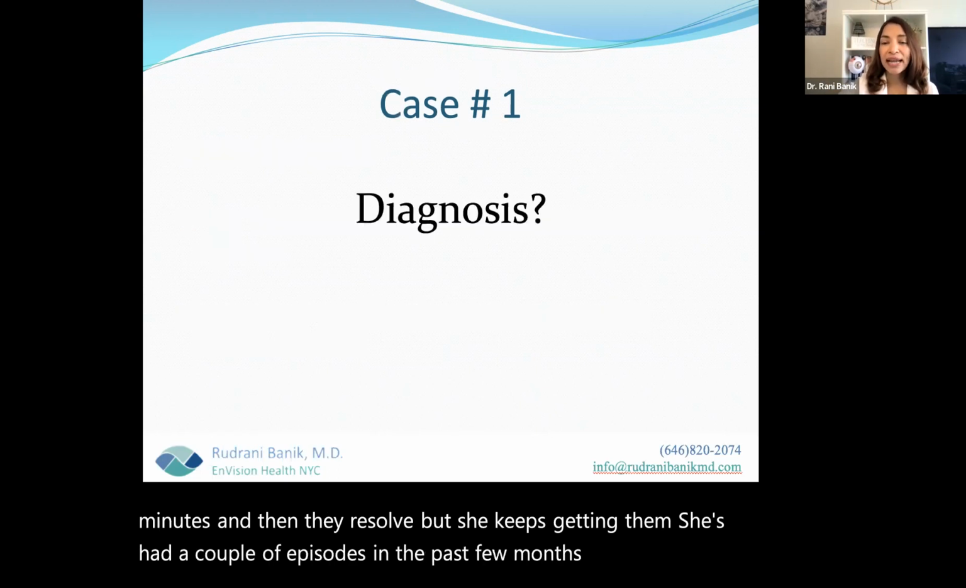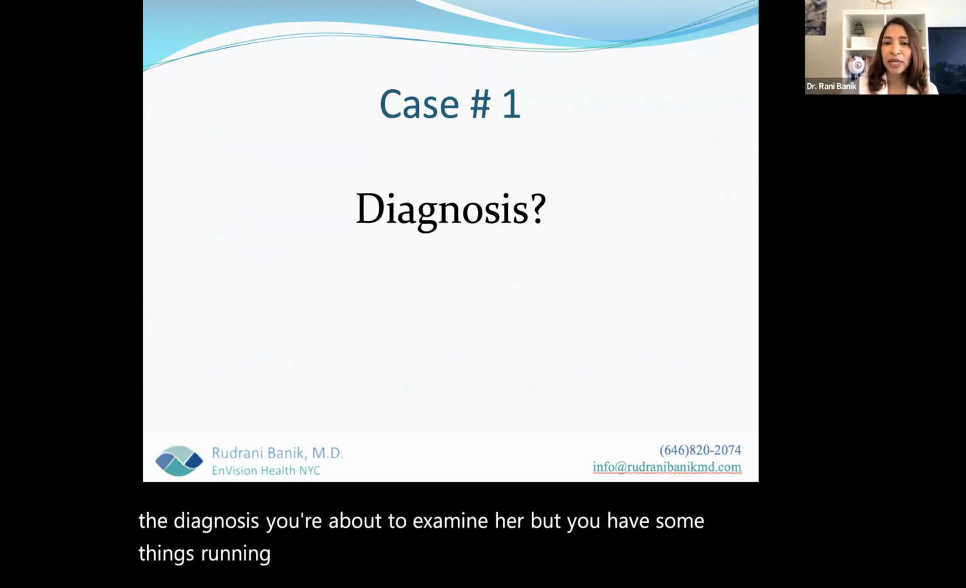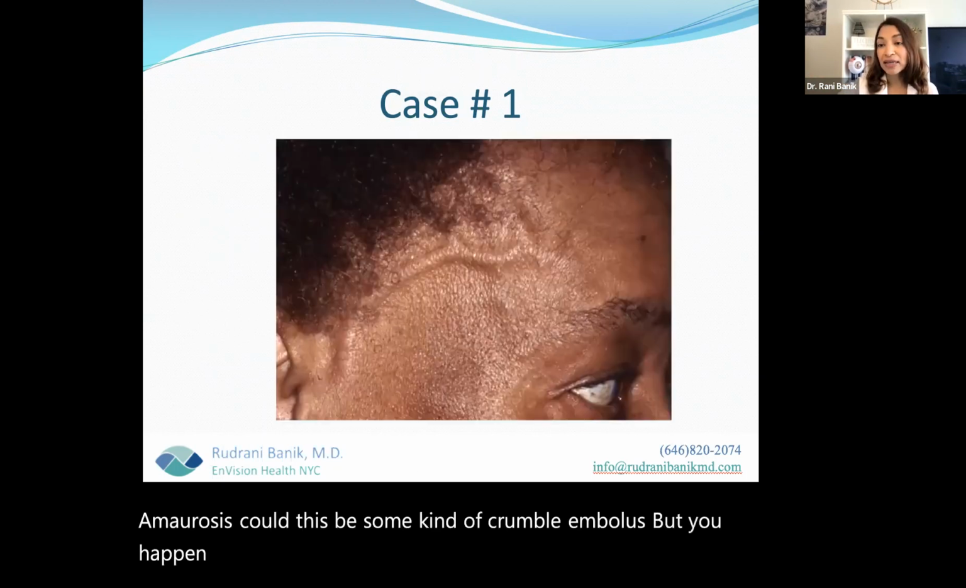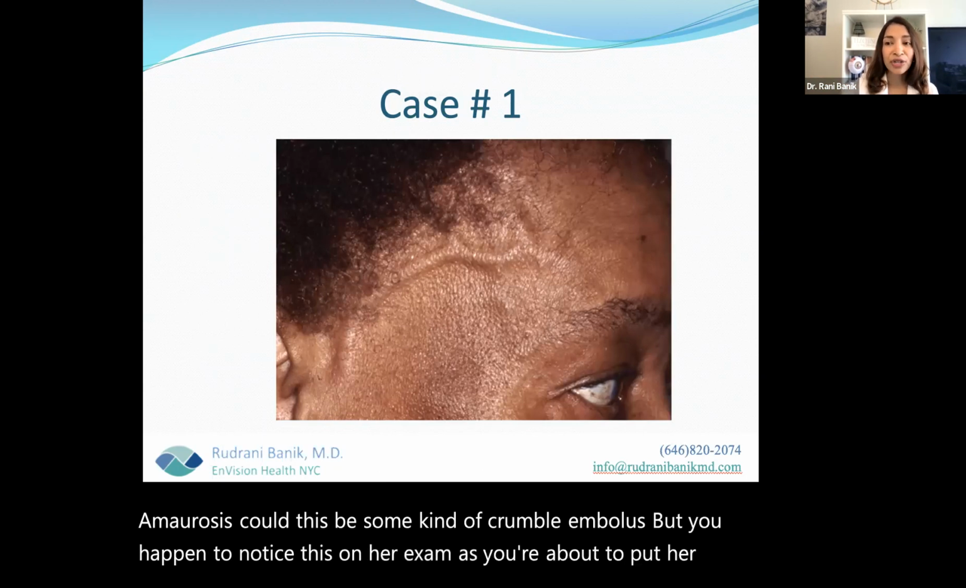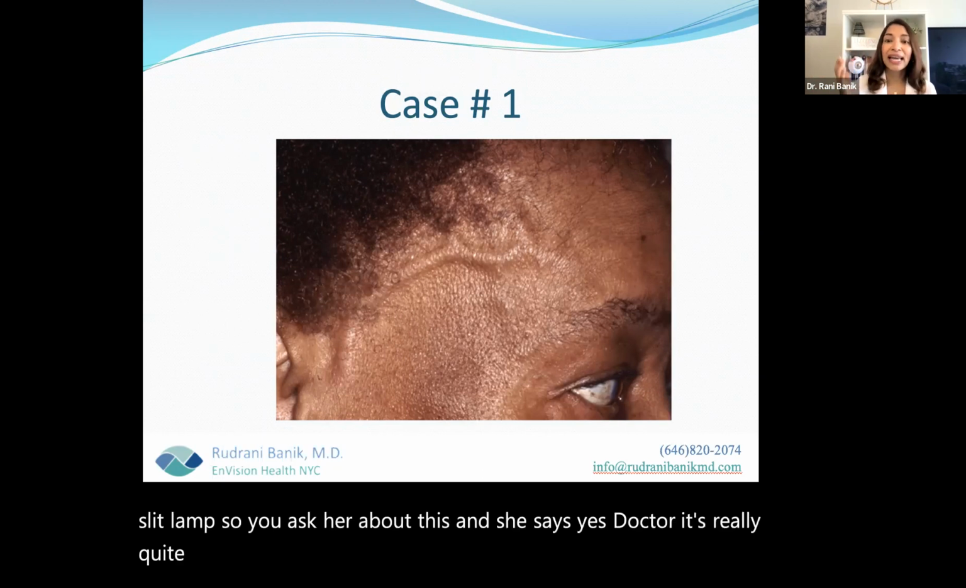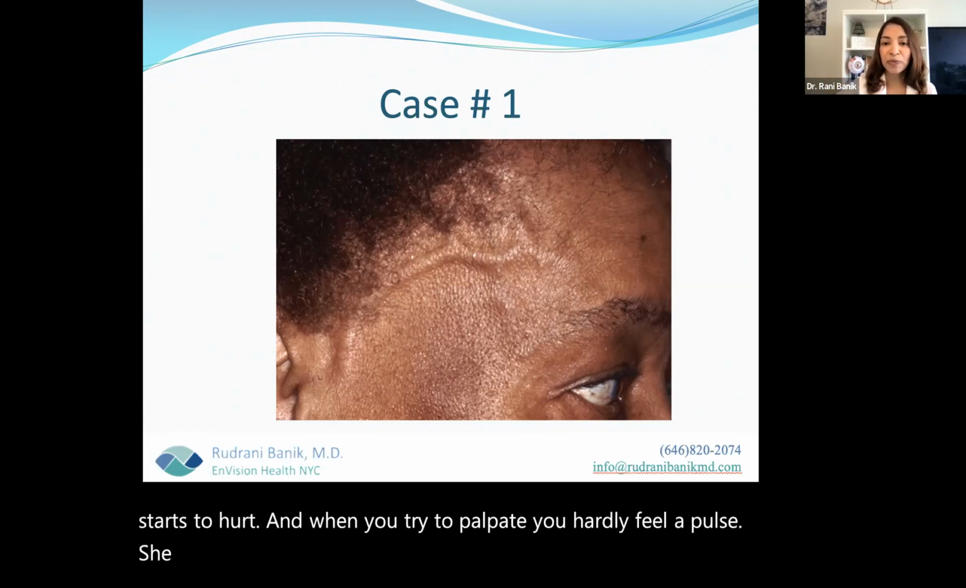In terms of the diagnosis, you're about to examine her, but you have some things running through your mind about what this could be. Of course, you're worried about amaurosis. Could this be some kind of thromboembolus? But you happen to notice this on her exam as you're about to put her in the slit lamp. So you ask her about this, and she says, yes, doctor, it's really quite tender. I can't touch it. My whole head starts to hurt. And when you try to palpate, you hardly feel a pulse. And she actually jumps back when you first touch her because it's so painful.